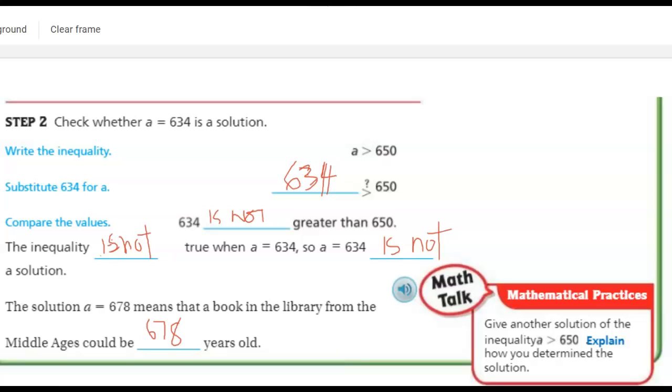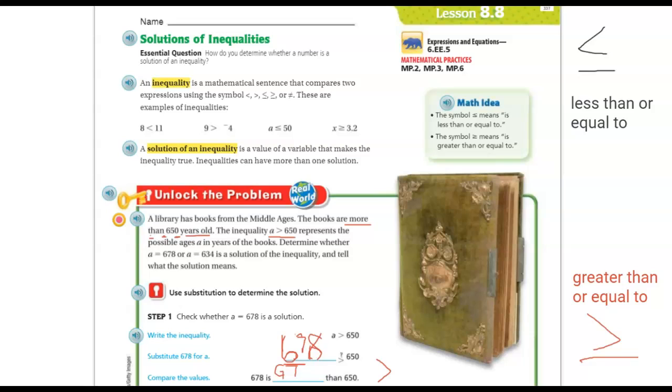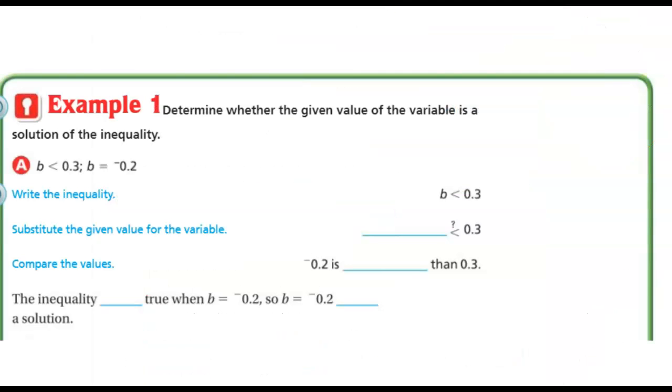The two most important things from this lesson are, number one, to understand what the inequality means, and to get practice using these two symbols on the right-hand side. Just do the examples. Determine whether the given value of the variable is a solution of the inequality. So B is less than 3/10. B equals -2/10. You already know. But go ahead and do the steps.